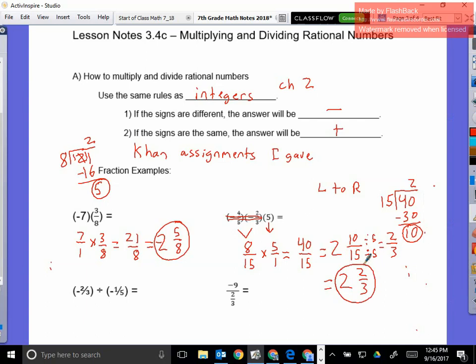Last step, we got to check our signs. Well, this was already positive. This 5 was positive, so our answer is just going to stay positive because they were both the same. All right, we got those two taken care of. Now let's take a look at some division problems with fractions.